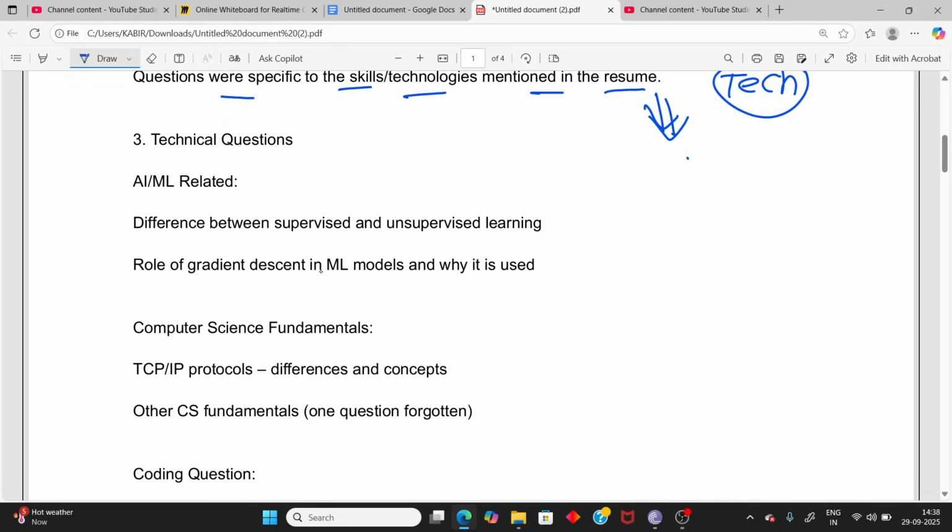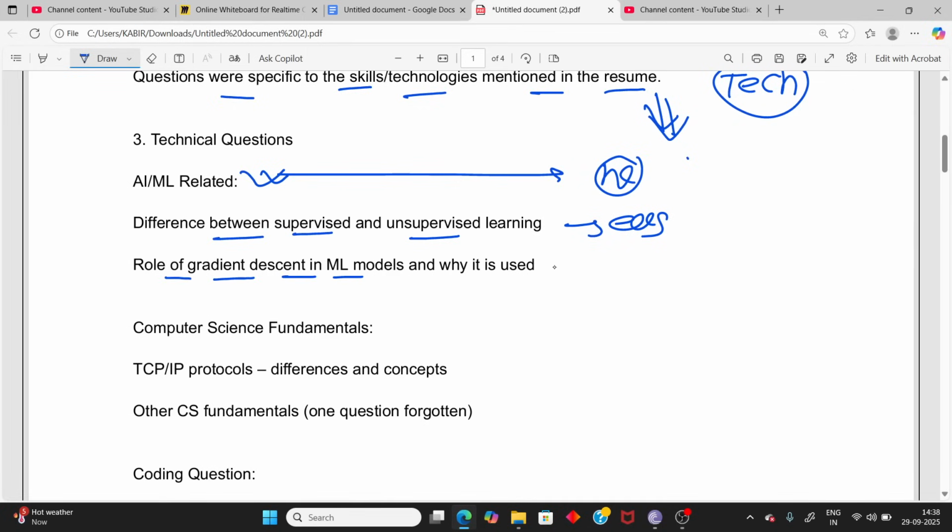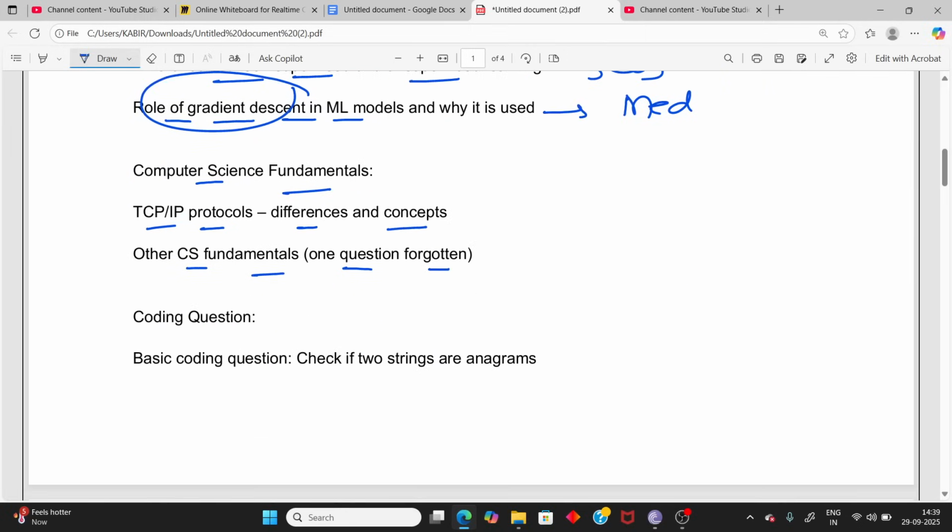Next, technical questions. AIML-related questions, because you may have mentioned in the resume that you know AIML. For example, the difference between supervised and unsupervised learning, which is an easy question, not too hard. The role of gradient descent in ML is a medium-level question, but if you know AIML, you can easily answer it. Now computer science fundamentals: TCP/IP protocol, differences and concepts.